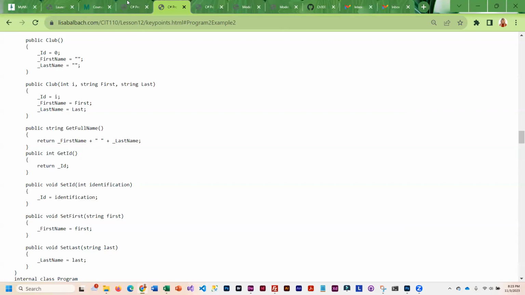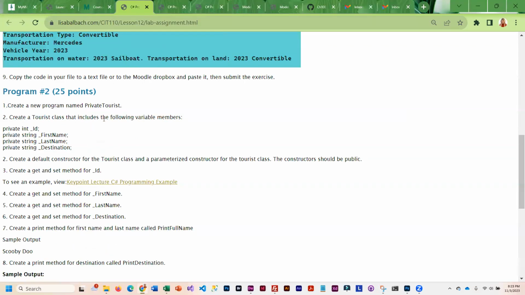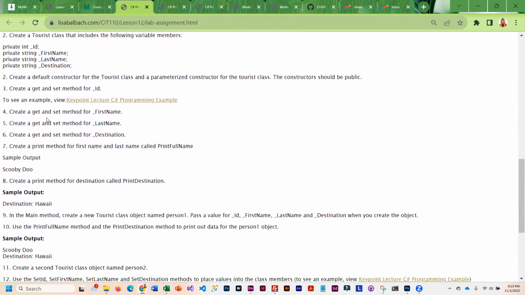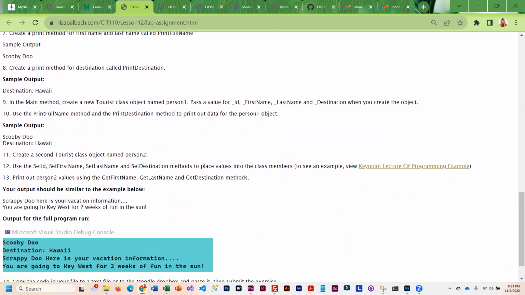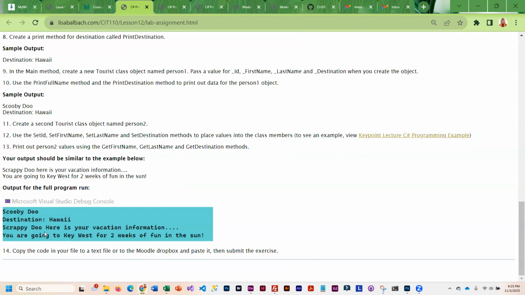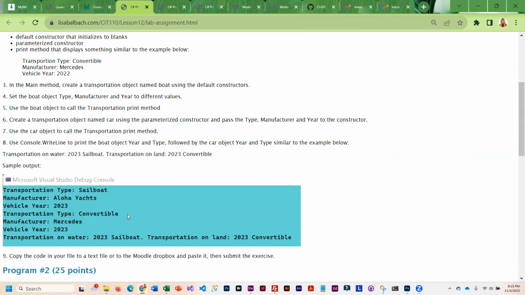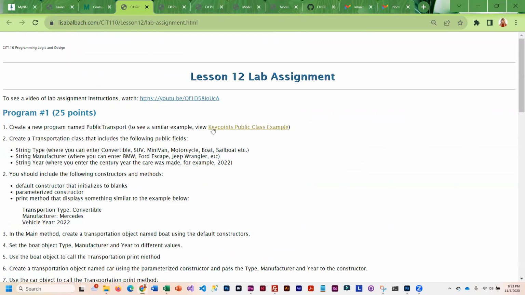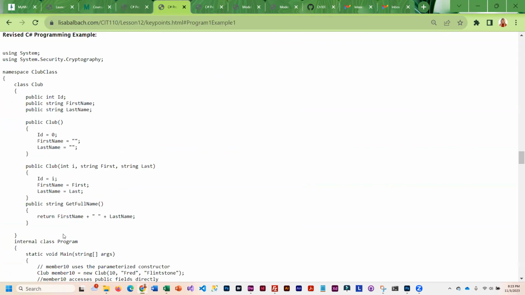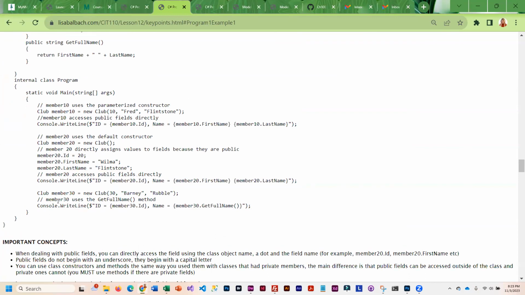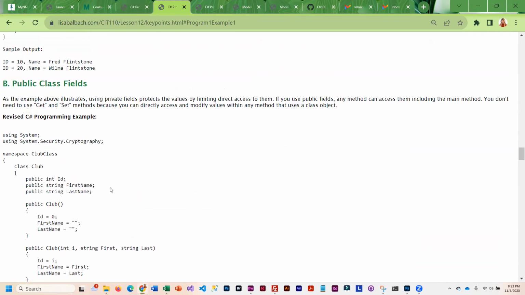Okay, so the purpose of this is for you to kind of understand the difference between public and private. Okay, and so you will be creating code for these private members, and there is an example of what it should look like at the bottom. So a starting point for you would be these examples. I would copy, paste them, and run them and make sure you understand what they do.